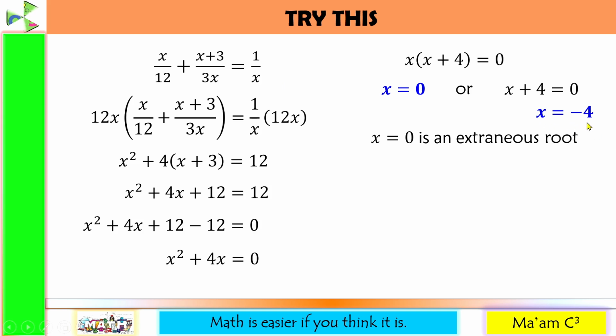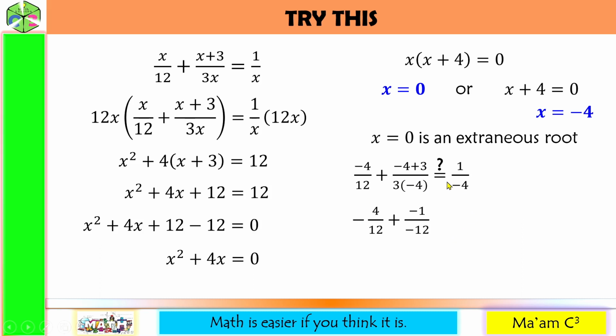Let us substitute negative 4 in all of our x's in the original equation. Are they equal? We can rewrite negative 4 over 12 as negative of 4 over 12. And then negative 4 plus 3 is negative 1. 3 times negative 4 is negative 12. Then let us rewrite 1 over negative 4 as negative of 1/4.